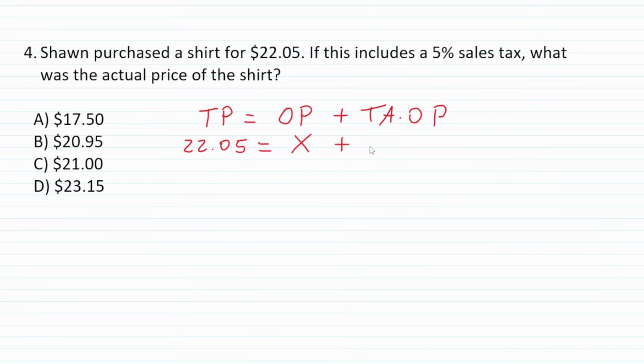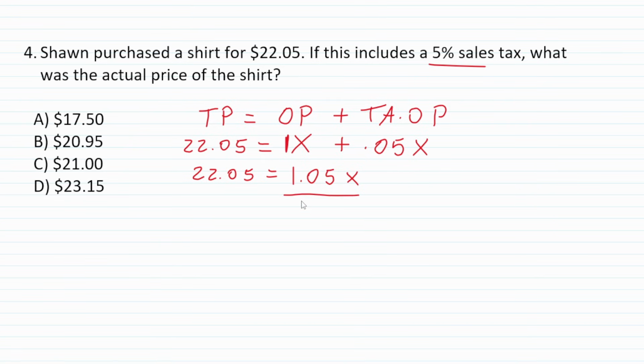What is the taxable amount? Well, we know we paid 5% in sales tax, so that's 0.05. And again, what is the original price? That's unknown, so we'll call that X. Technically, there's a 1 in front of this X, so this becomes 22.05 equals. Now let's simplify this by combining these terms. 1x plus 0.05x is going to be 1.05x, where x is the original price, of course.